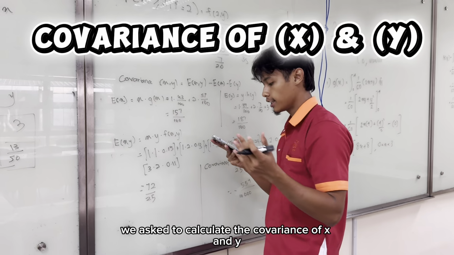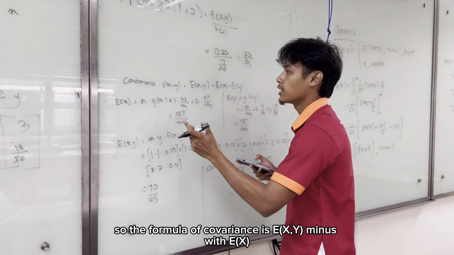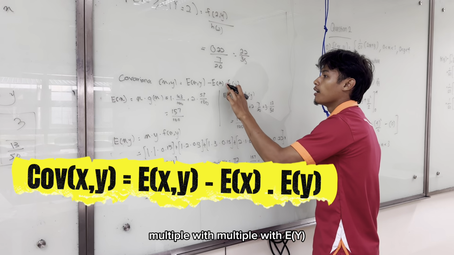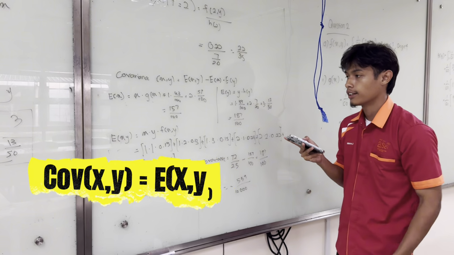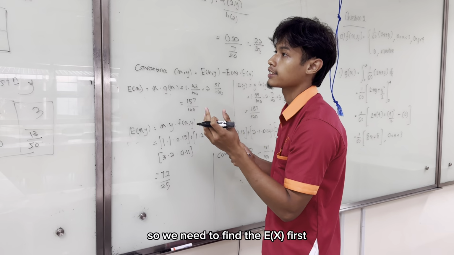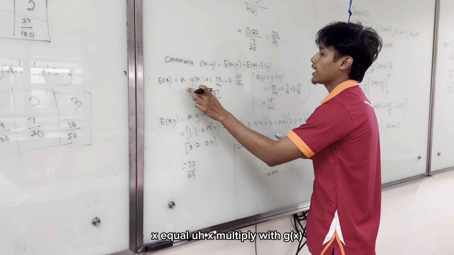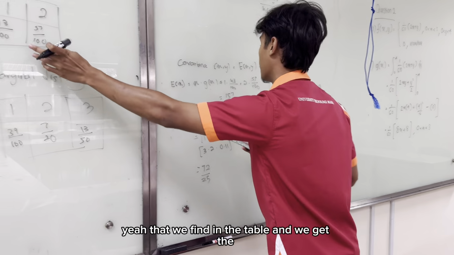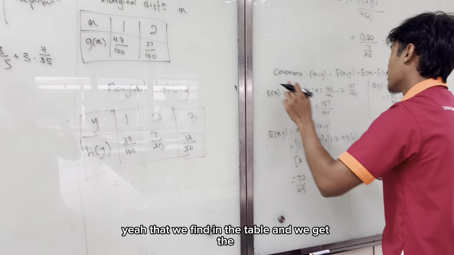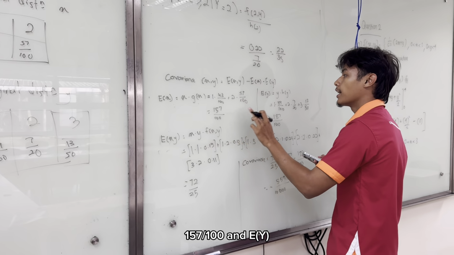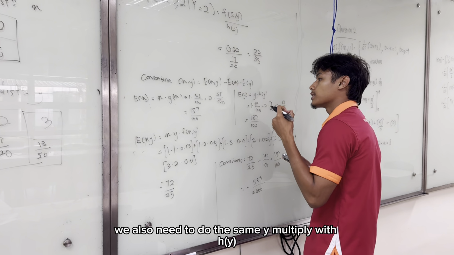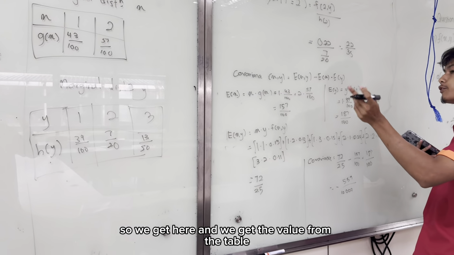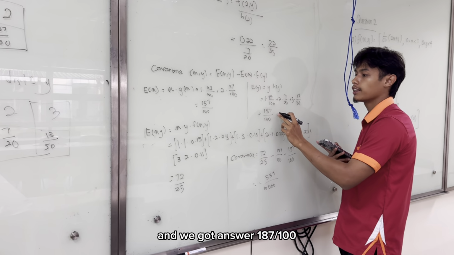We are asked to calculate the covariance of x and y. The formula for covariance is EXY minus EX multiplied with EY. So we need to find EX first. EX equals x multiplied with gx, so 1 multiplied with the value, which is the sum for x that we find in the table, and we get 157 over 100. For EY we also do the same, y multiplied with hy, and we get the value from the table, which is 187 over 100.